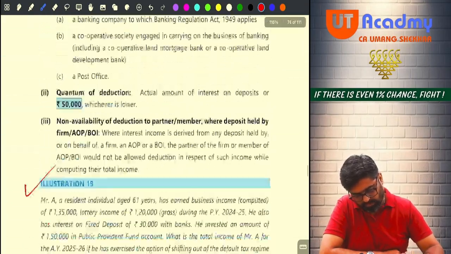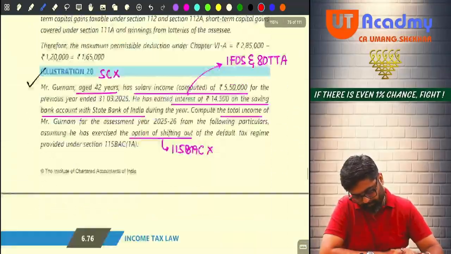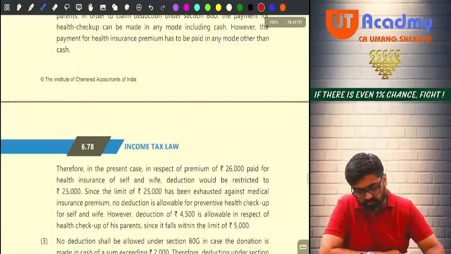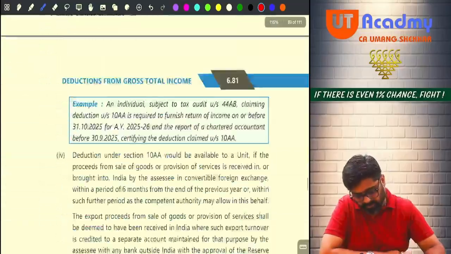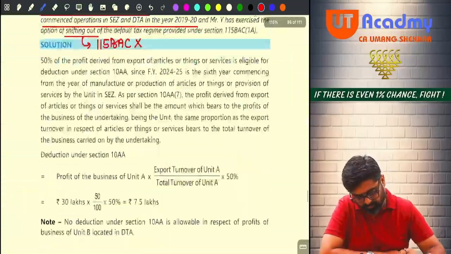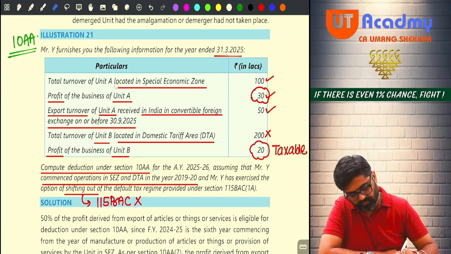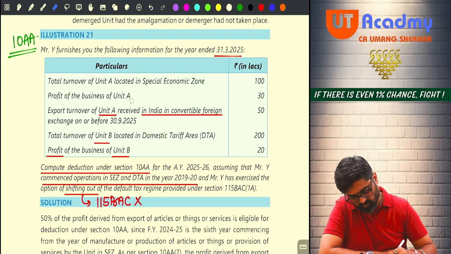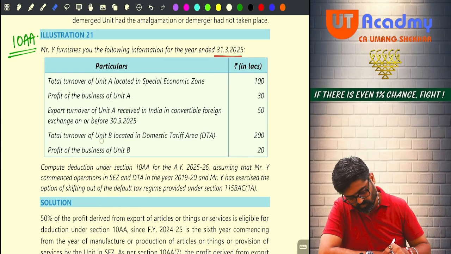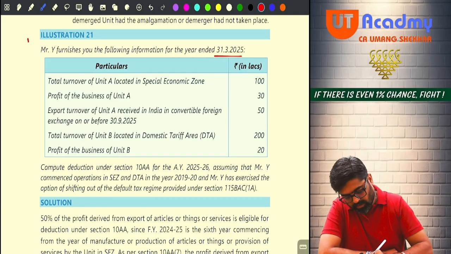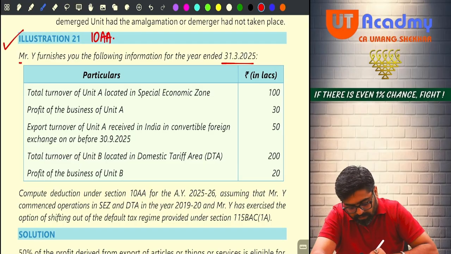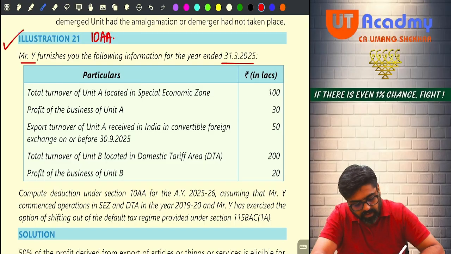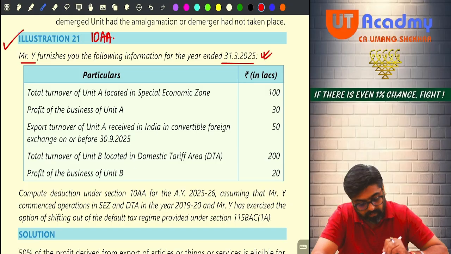Let's do illustration number 21. Come to your deductions chapter. In your deductions chapter, there is illustration number 21. This illustration number 21 is based on 10AA. See, Mr. Y furnishes you the following information for the year ended 31st March 2025.